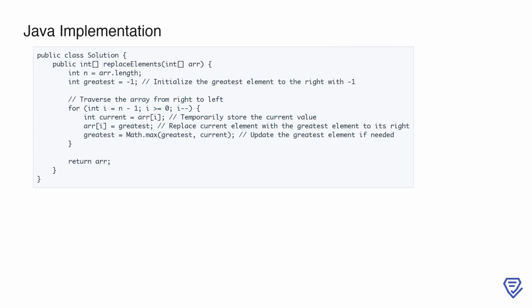This is the Java implementation for LeetCode problem number 1299, Replace Elements with Greatest Element on Right Side. The solution mirrors the logic of the provided Python implementation. It uses a right-to-left traversal to replace each element with the maximum element to its right, updating the maximum value dynamically. Key differences include Java's need for explicit type declarations and the use of the Math.max method for comparisons.